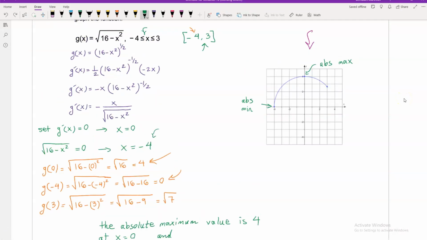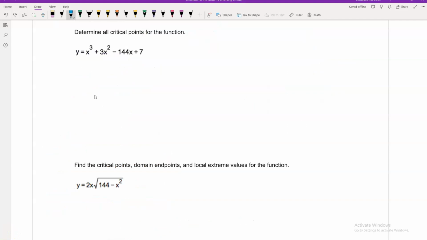So I don't have this part of the graph for square root of 16 minus x squared because of our domain. Here we have x between -4 and +3 inclusive. Now here on this part, find the critical point.